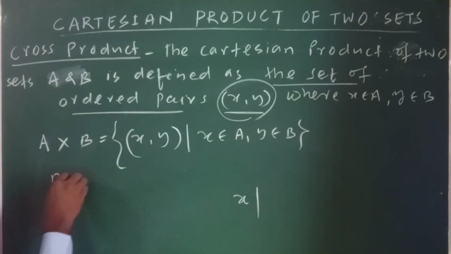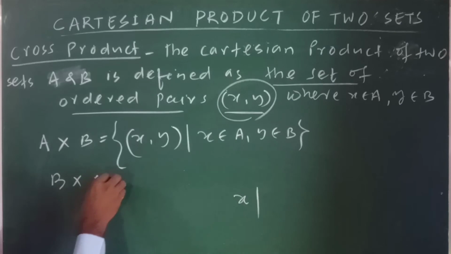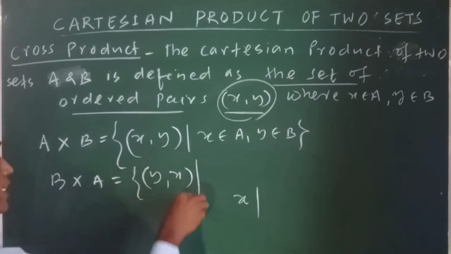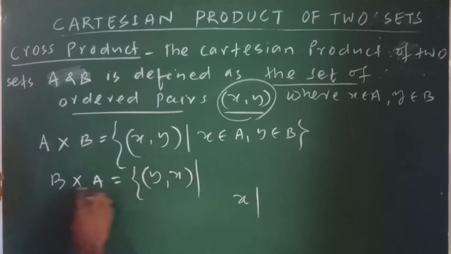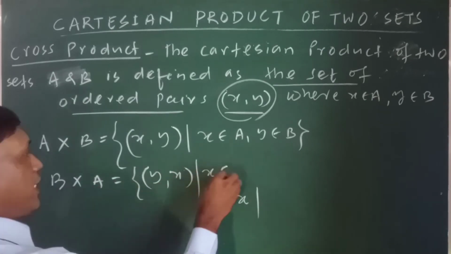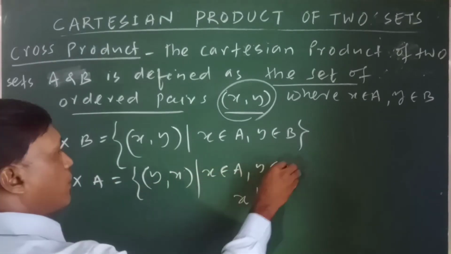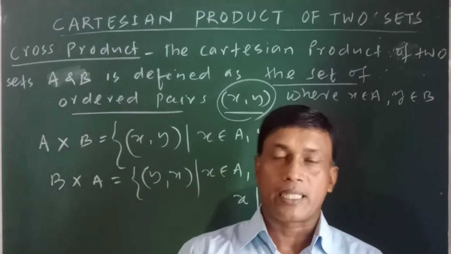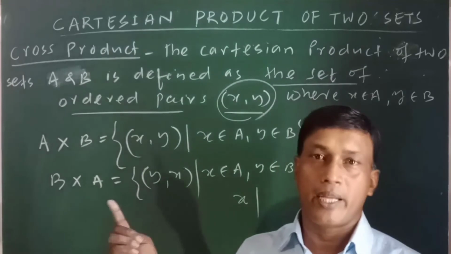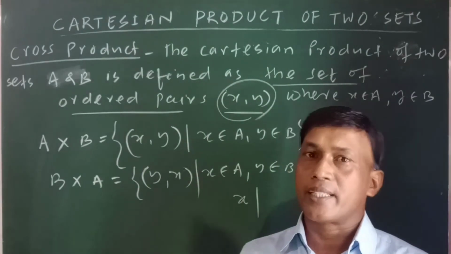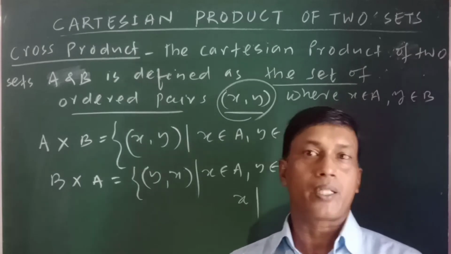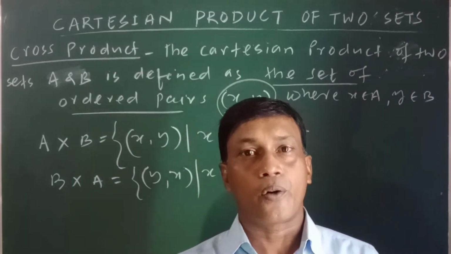Similarly, if we want to find B cross A, then this will be in the form {(y, x) such that y belongs to B and x belongs to A}. So dear students, the product of two sets is again a set, denoted by A cross B, and this set consists of all ordered pairs. That means every element of the product set is an ordered pair.